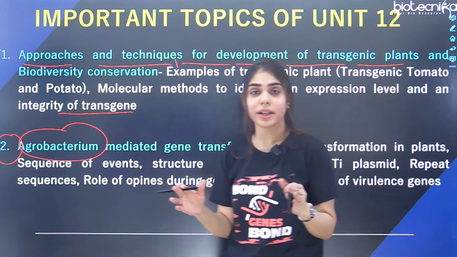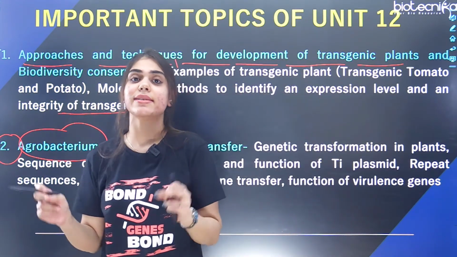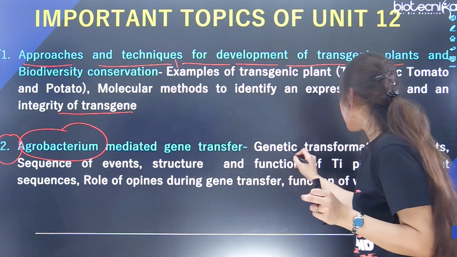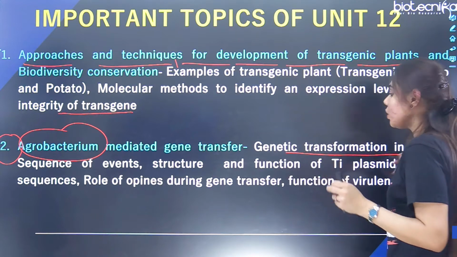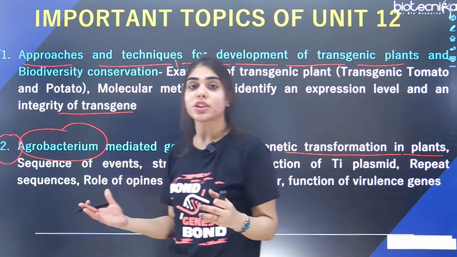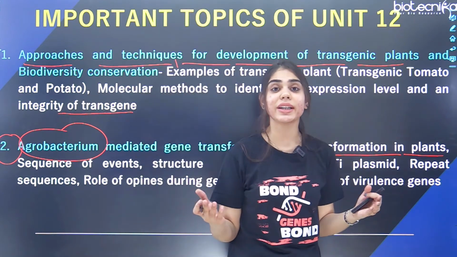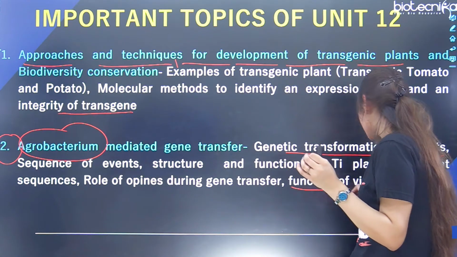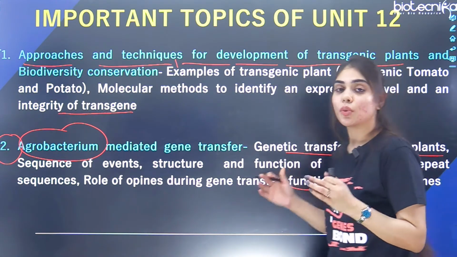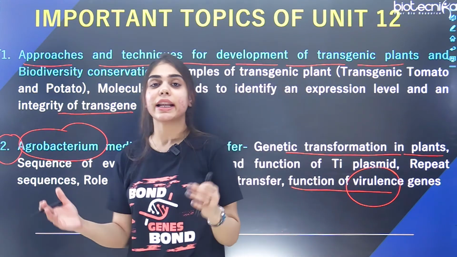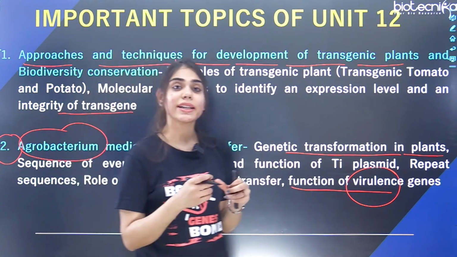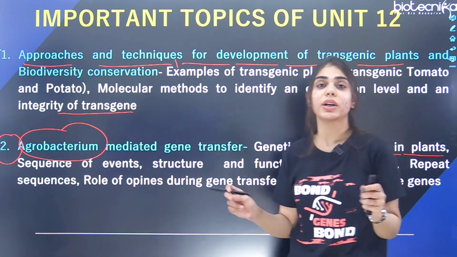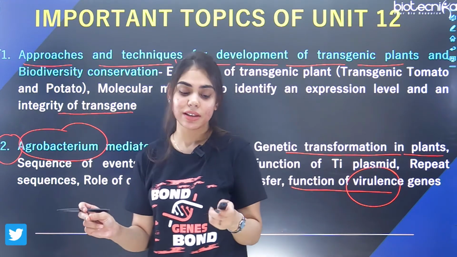This is used to transfer genes inside plant cells. What all you need to study under this: what is genetic transformation in plants? How is it done? What is the sequence of steps? What are the structure and function of the Ti plasmid? What are the different kinds of opines present in the structure? And what is the function of the virulence genes? This is the most important part because you may expect a question in match the following form, like what are the different functions of the virulence genes? What is the vir A gene? What are virulence G, B, C, D, E, F? So you have to recall and learn the function of all the virulence genes in one line.